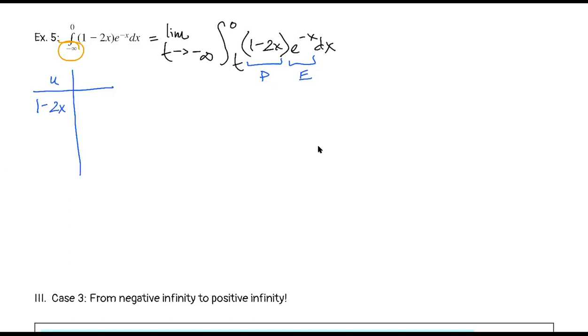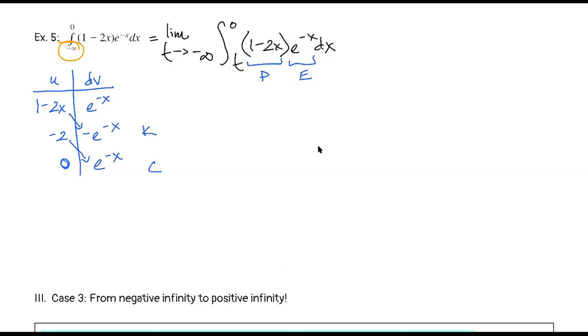And so we're going to take that derivative. So 1 minus 2x gives me negative 2. And then I have to take my derivative one more time. I have to get to 0. Okay. And then my dv is e to the negative x. So when I integrate, I get negative e to the negative x, and then I get e to the negative x. Okay. When I multiply these, I'm going to keep the sign. And when I multiply those, I'm going to change the sign.